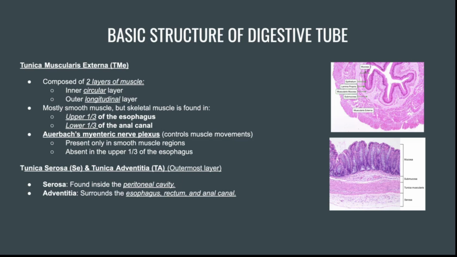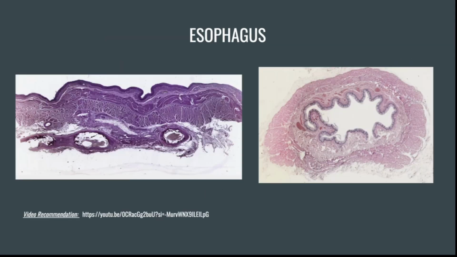So this is just the basic structure of the digestive tube, or the basic layers of the organs present in the digestive tube. So tunica mucosa, tunica submucosa, tunica muscularis externa, and then tunica serosa or adventitia. Moving on to the esophagus now.